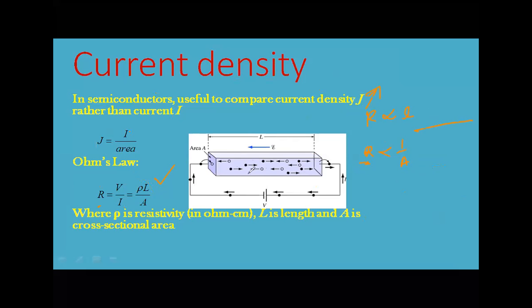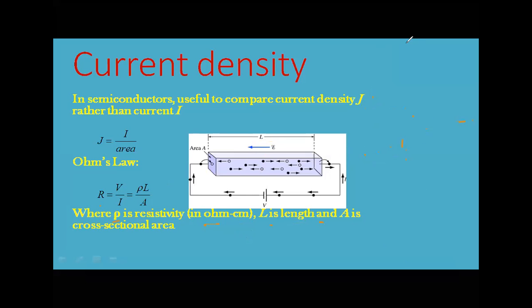And here I'm drawing a simple diagram where you have the holes and electrons, and you are applying the electric field here. How they are moving when you apply the electric field. Here rho is the resistivity that can be measured in ohm centimeter or ohm meter, and length L is the length, A is the cross-sectional area.